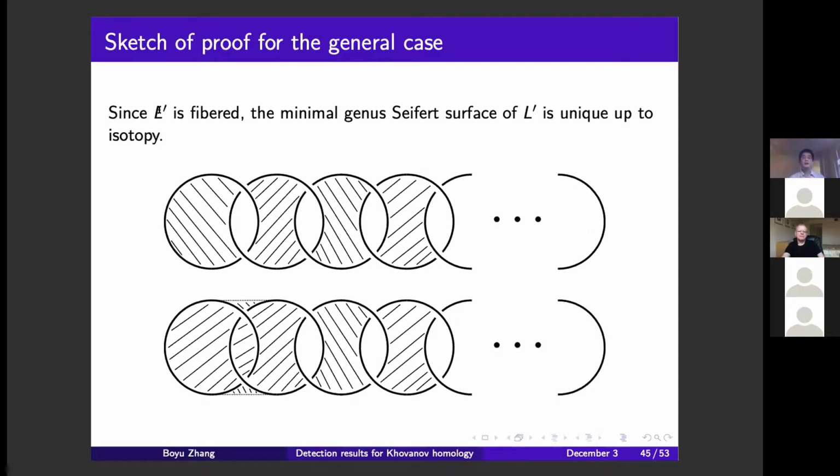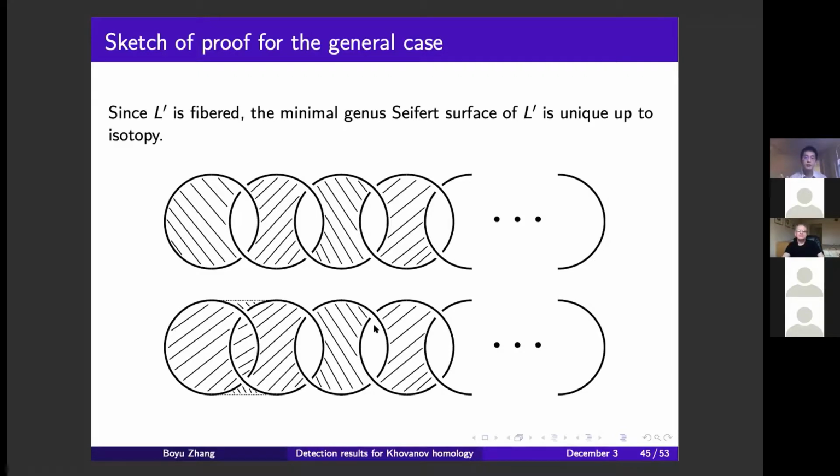But notice that L prime is actually a fibered link. So the minimum genus Seifert surface is unique up to isotopy. Therefore, there are only two possibilities for the topology of the Seifert surface, depending on the two different choices of orientations on the first component and the last component. Either the Seifert surface looks like this, or the Seifert surface looks like that.